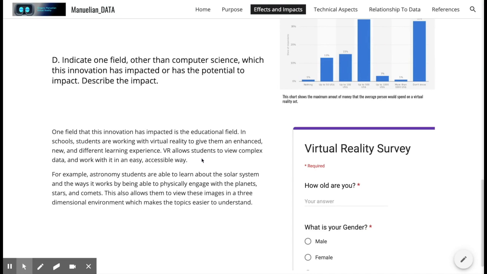Virtual reality can be used in schools to help students gain a better understanding of the work they are studying by giving them a better first-hand perspective view of it. For example, astronomy students can put on a virtual reality headset and view the stars and planets right in front of them instead of reading about them in books.